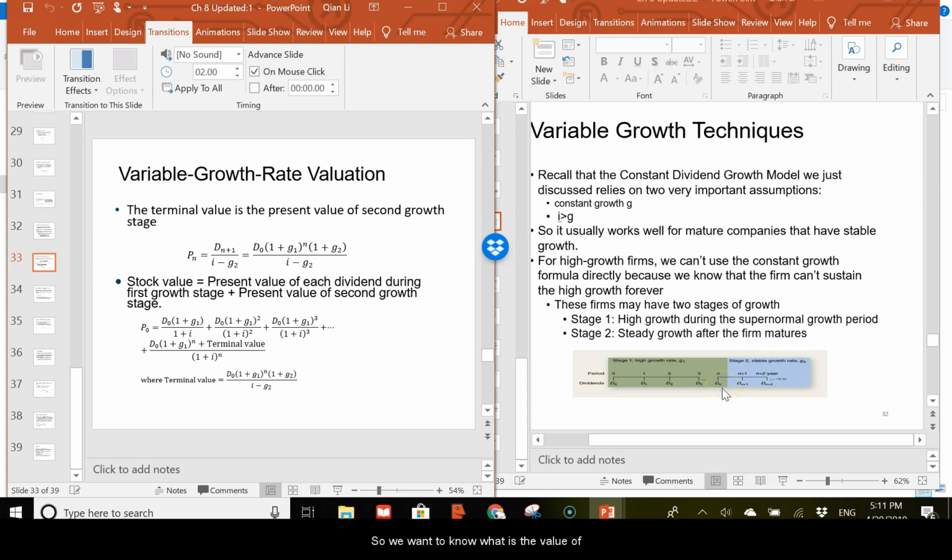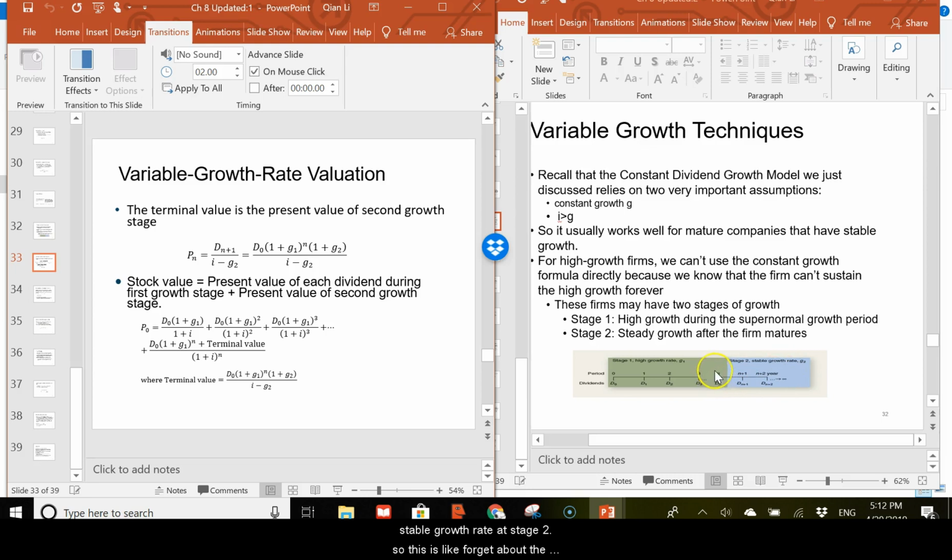So we want to know what is the value of the company's stock at the end of year 5 based on all the future dividends after year 5. So in year 5, the price will depend on D6, that is 5 plus 1, the next dividend after this year. The denominator will be I minus G. Well, G here, we should use G2 because that's the constant stable growth rate at stage 2.